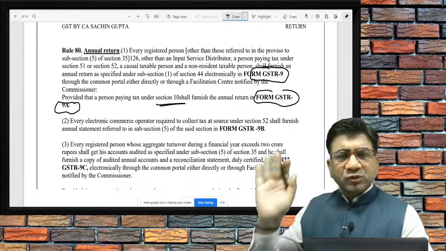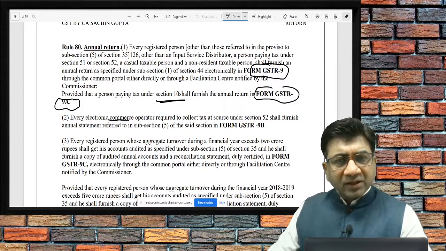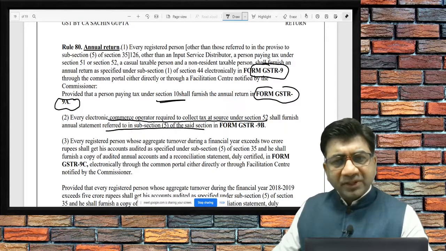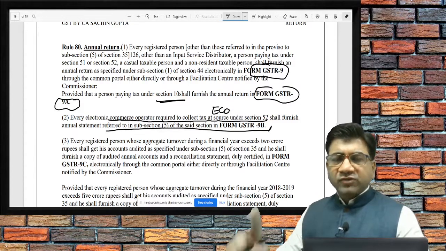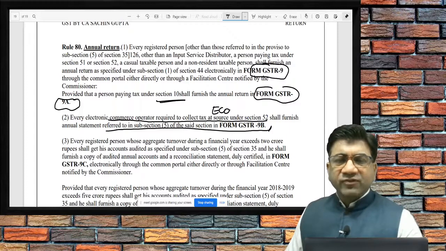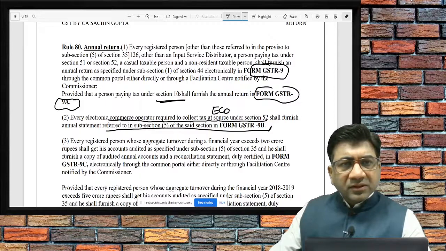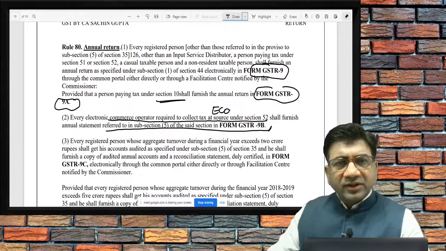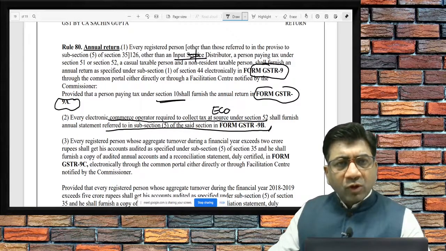All things are given in the rules. You need not go anywhere. If you get stuck somewhere, go to the rules. E-commerce operator who is required to collect tax at source under section 52 shall furnish the annual statement in GSTR 9B. 9B, e-commerce operator, ECO. It is not for TDS. They will not file the annual return, because the annual return GSTR 9 is except for ISD, not for composition dealer, not for sections 51 and 52, not even for casual taxable person.